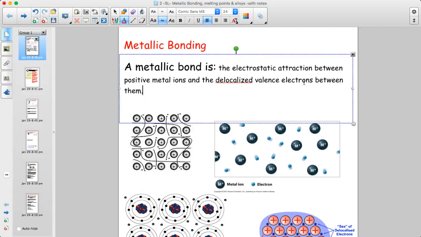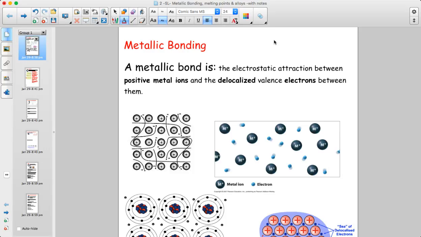Now, you probably don't have to say between them. You probably don't have to say valence, but you should be pointing out that you've got positive ions and you've got delocalized electrons. Those are really important to get the mark when you describe a metallic bond.